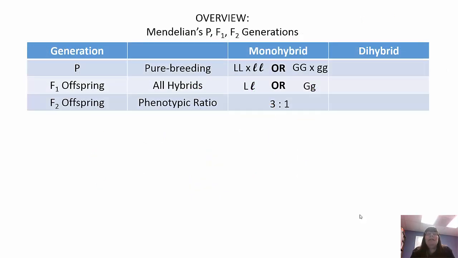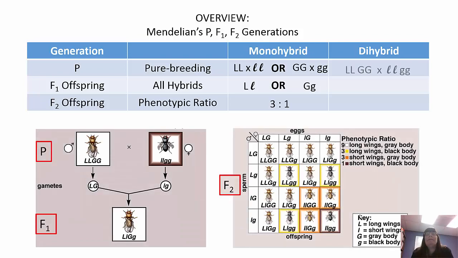So P, parental, pure breeding, it's going to be big L times little l, or big G times little g for the monohybrids. The F1 offspring generation, it's going to produce all hybrids. So big L, little l, or big G, little g. And the phenotypic ratio for the offspring are going to be 3 to 1, always. Now for a dihybrid cross, the P generation, again, a double homozygous dominant with a double homozygous recessive. Dihybrid is 2. The F1 offspring are going to be all double heterozygotes, so big L, little l, big G, little g. And the F2 offspring, when you cross those hybrids, you get 9 to 3 to 3 to 1.